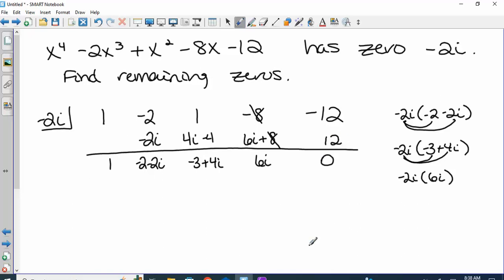Okay, for the moment this looks uglier, but we know something about imaginary zeros. What do we know? They come in pairs. So if negative 2i is a 0, so is positive 2i. If I tell you that i is a 0, what else has to be? Negative i. If I say 5 plus i is a 0, so is 5 minus i. The conjugate always works. That's only with the imaginaries.